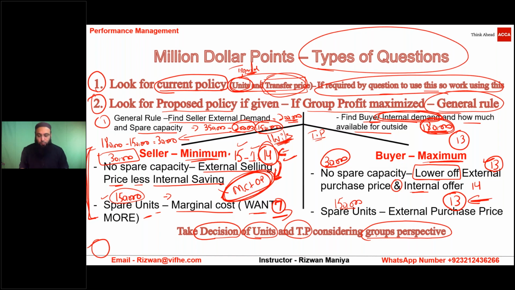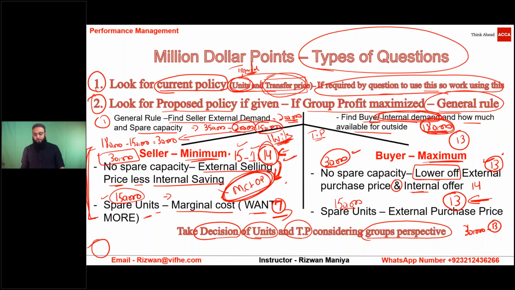Can you take a final decision? You tell me the final decision and I'll write it here. For these 30,000, what will the buyer do? Will the buyer purchase from outside for 13 or purchase for 14? Tell me. So for these 30,000, the buyer will purchase from outside at 13. Is it beneficial for the buyer? Yes. Okay.